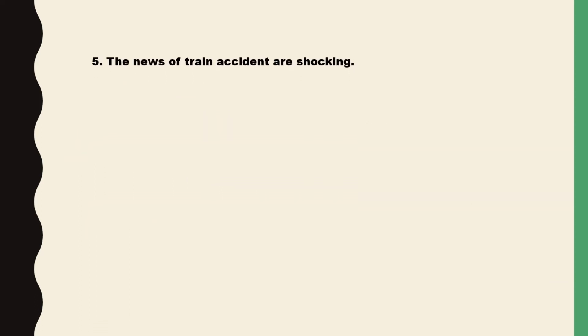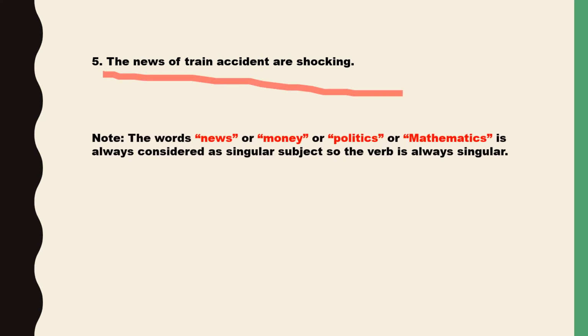Coming to the fifth one, the news of train accident are shocking. By seeing the sentence only you can decide what the error will be. Words like news, money, politics or mathematics are always considered singular subjects. The verb will always be singular. So you have to keep this in mind. Whenever you find these words, you have to use the singular verb.